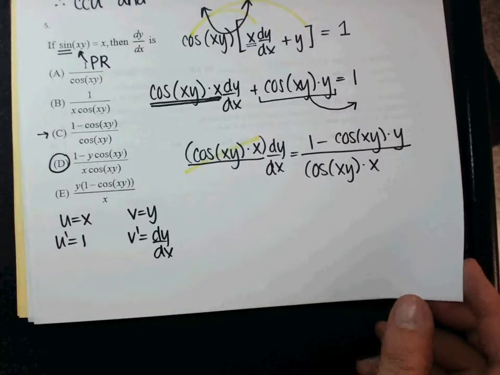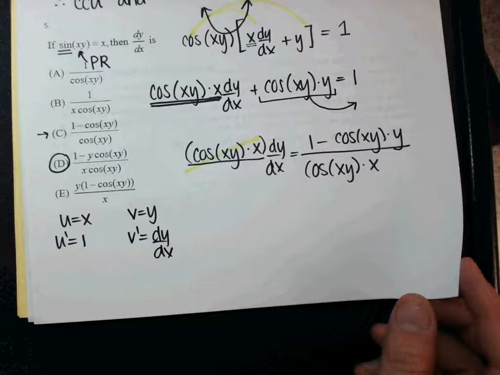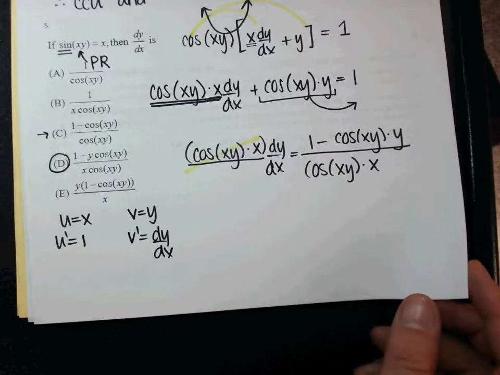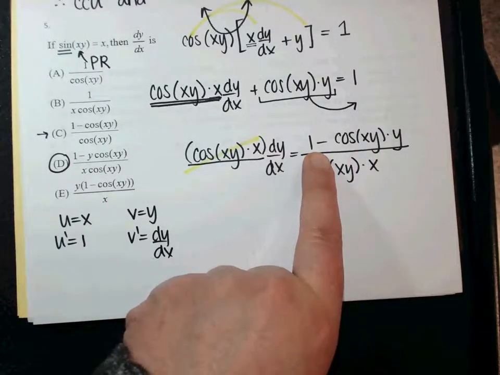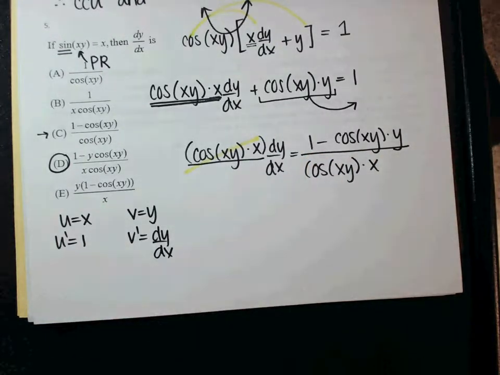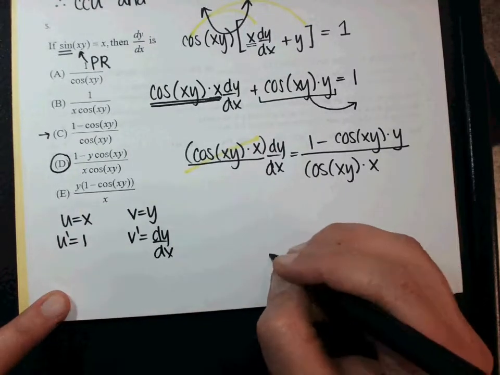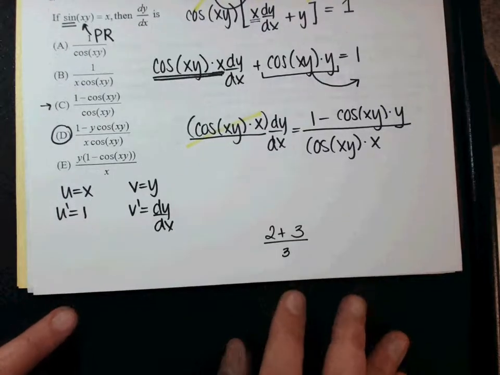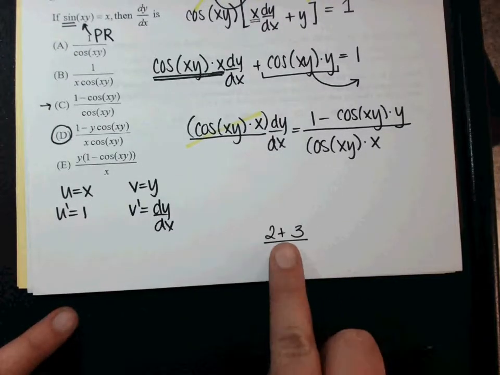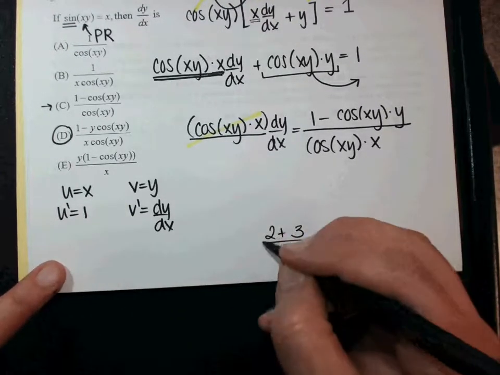I thought the bottom cosine xy crossed out with the top. Oh, it actually can't do that. That's a good question. The only way that could work is if both things on top had one and you could factor it out. Then you could cancel it out. Like, think about this. If you had 2 plus 3 over 3, can I just cross out the 3s and get 2? No, would that be 5/3? That's not the same. Okay.